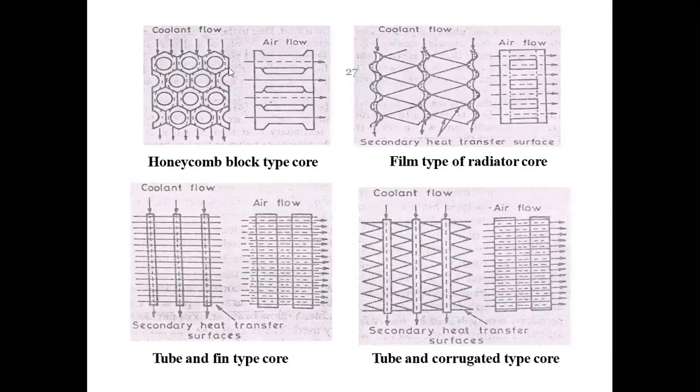Here we can see the hole. Air will flow through these holes, and over those the coolant will flow. Heat transfer will take place across the surface of this core. So this is the basic arrangement in the case of a honeycomb block type of core.